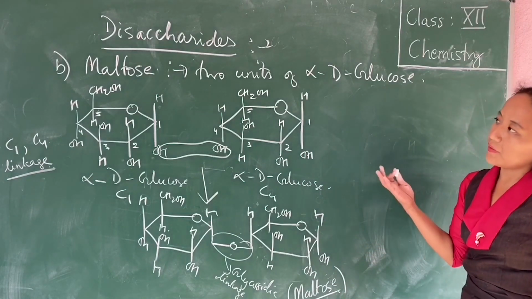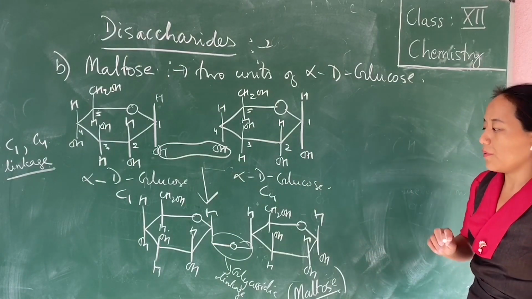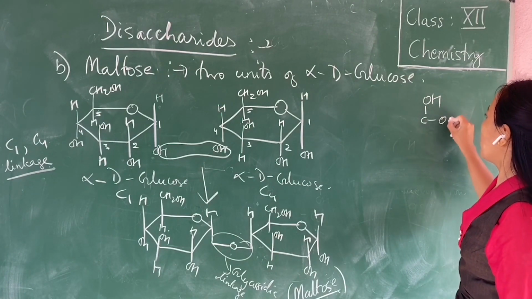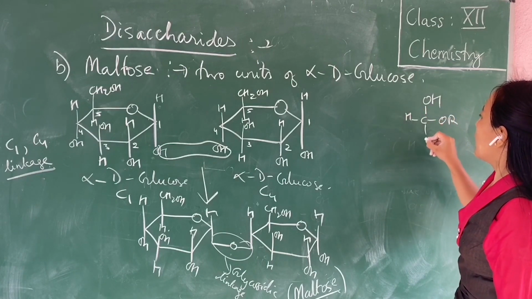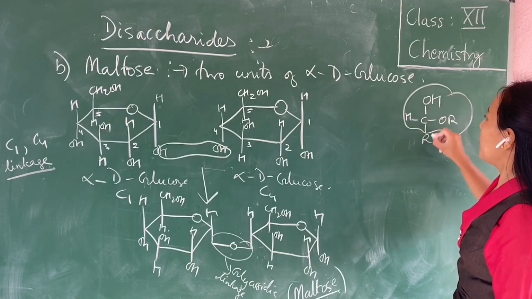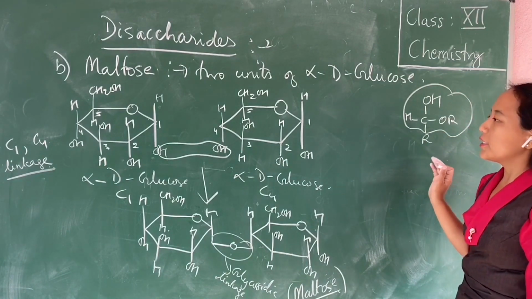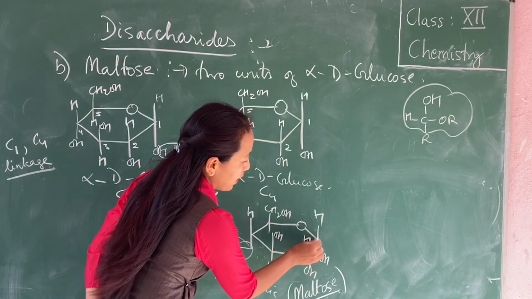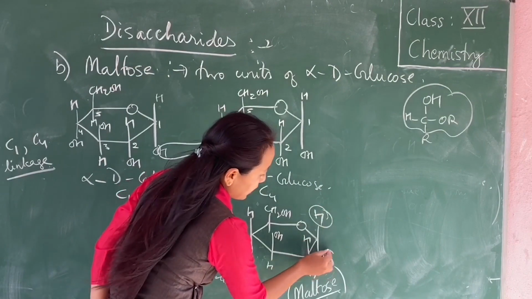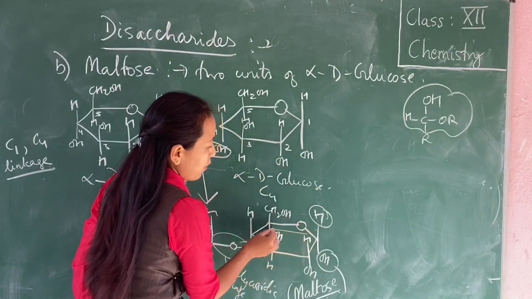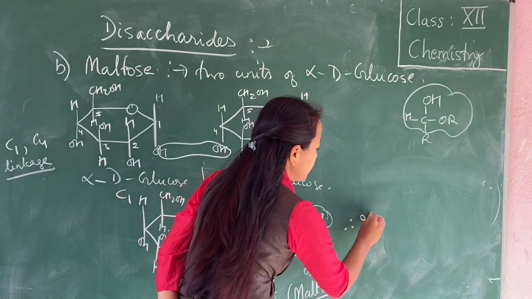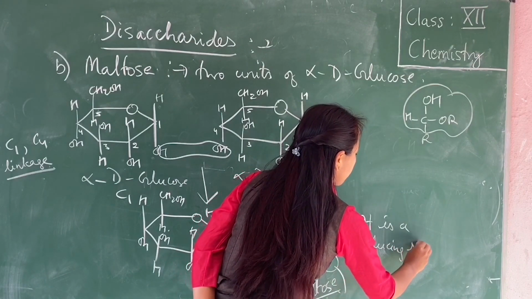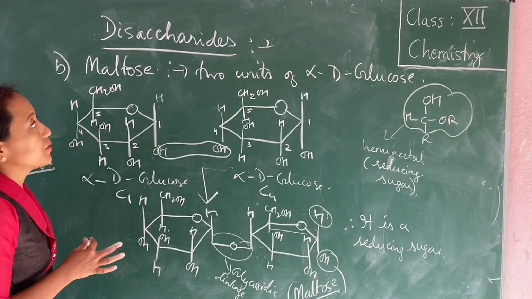Now if you are asked whether it is a reducing or non-reducing sugar, you have to look for a carbon which carries an OH, an OR, and a hydrogen atom. If this group is present, that is the hemiacetal group, then it indicates that it is a reducing sugar. So in this case, the first carbon atom carries a hydrogen atom, carries a hydroxyl group, carries an OR, ether group, therefore it is a reducing sugar. So this is about disaccharide.